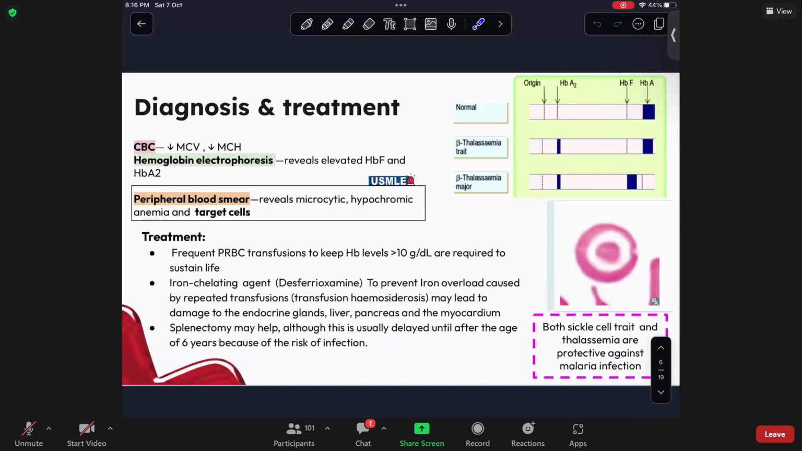Okay, how do we diagnose? First of all, if a young patient presents to you with severe anemia and hemolytic jaundice and all the signs that we described before, we order a CBC. We will find a reduced MCV and reduced MCH, and also you will find really reduced hemoglobin levels. Then you will go for hemoglobin electrophoresis. It will reveal elevated hemoglobin F and hemoglobin A2.